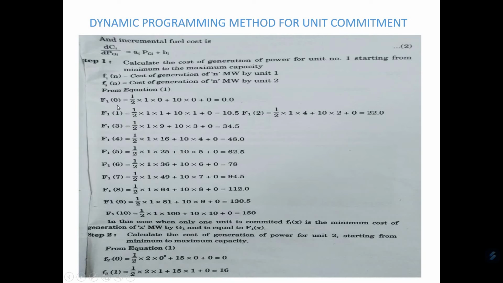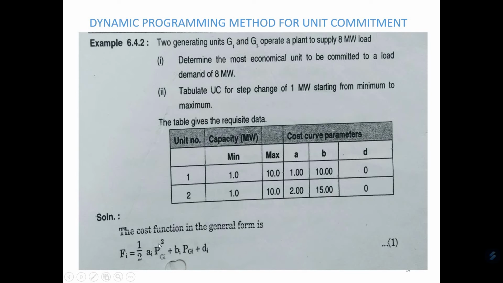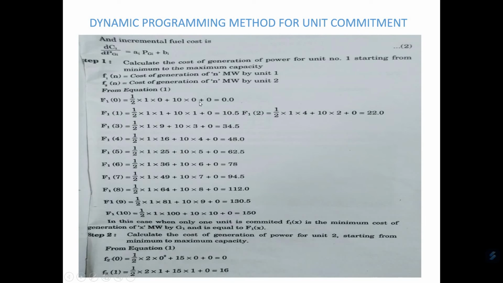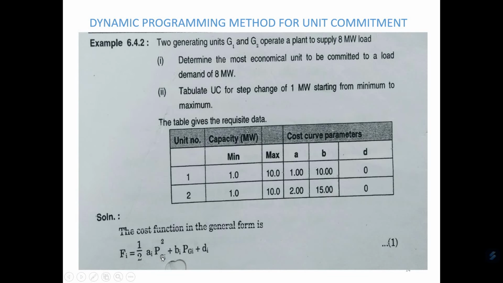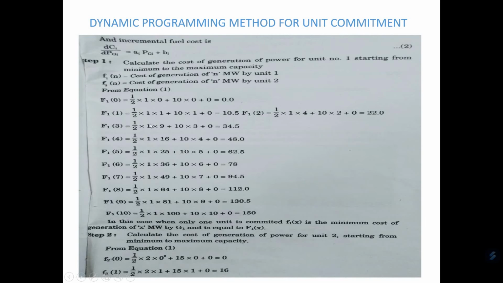So what will be the cost of generation of 0 megawatt by the first unit? F1 of 0, just put the parameters in this first equation. So here F1 of 0 means PG1 is 0, so the value will be 0. F1 of 1, that is in this equation put PG1 is equal to 1 and refer the A, B, D parameters for the first generator. So if we put in this equation 1 half into 1 into 1 plus 10 into 1 plus 0, we get 10.5.